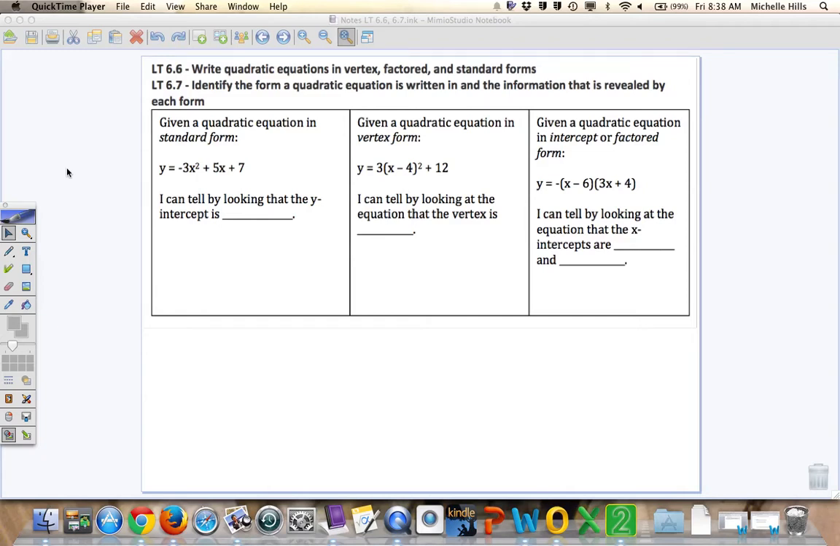This is all about being able to look at a quadratic equation in one of three different forms, pull out the information that you know about it on the graph, and convert between the three forms when you're asked to.